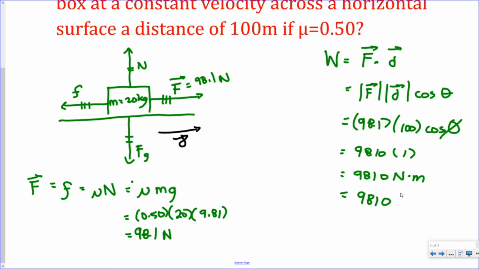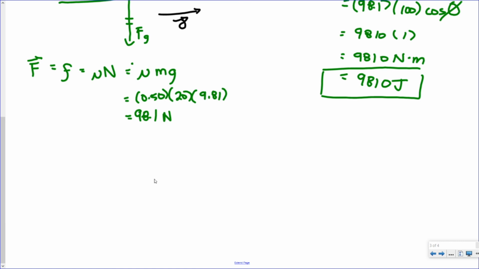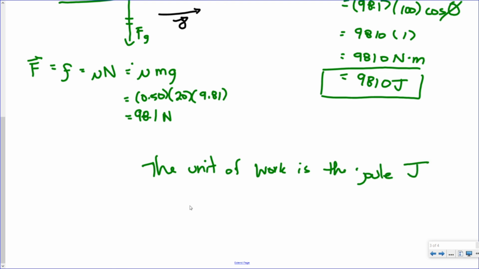We also more commonly give a unit of J for joules. So I didn't write that on the last slide. Perhaps we should. I'll just write it at the bottom here. The unit of work is the joule, and it's written as a J. And 1 joule is equal to 1 Newton meter.